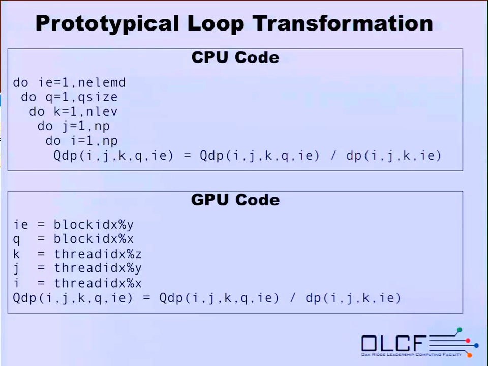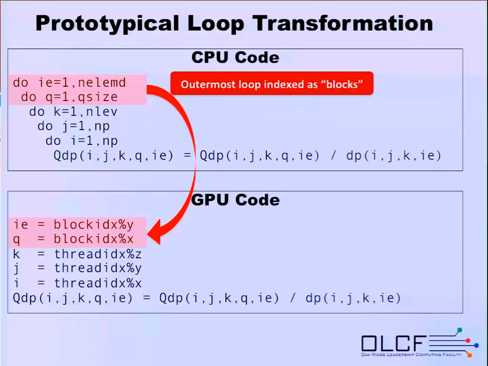So this is a loop from our code. I work in the climate field, so we're porting a climate code. You could think of it as a stencil code, essentially. And so here we're just doing a simple division operation between two pieces of data. And this is what it'll look like when you port your code over for a simple loop.